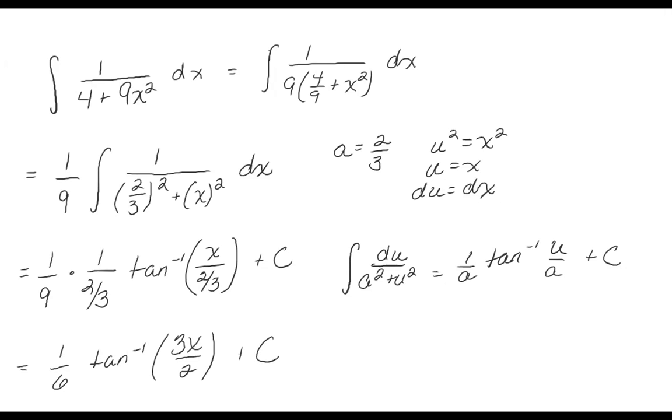So that's how you would do that if you factored out the 9. So that's sort of method 1. Method 2 would be to make a little substitution. So same problem.